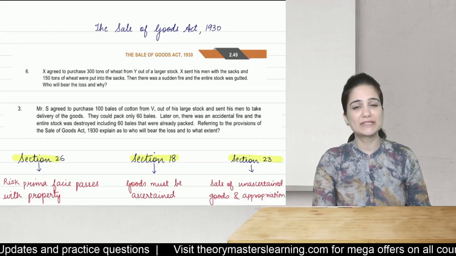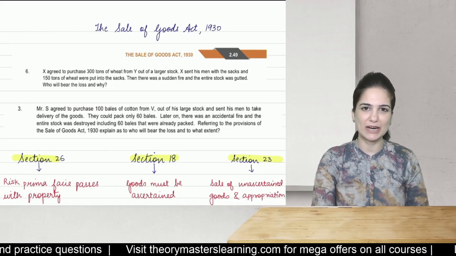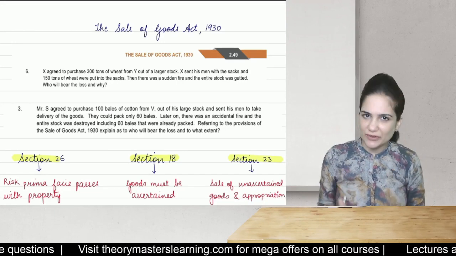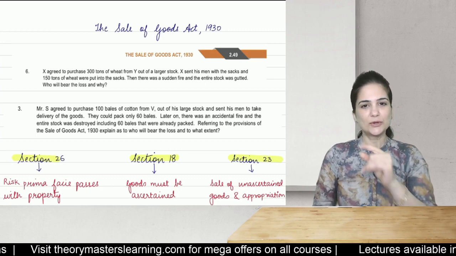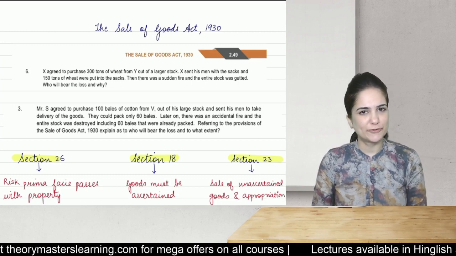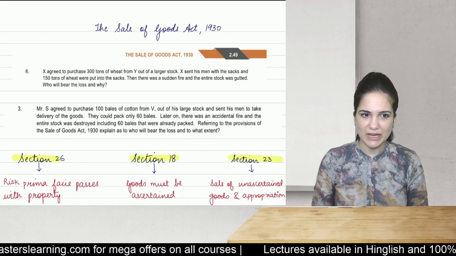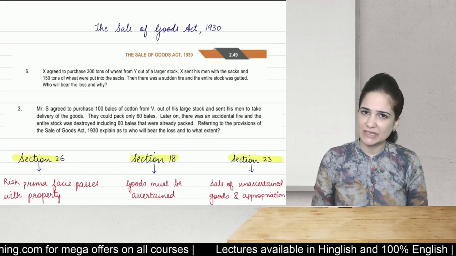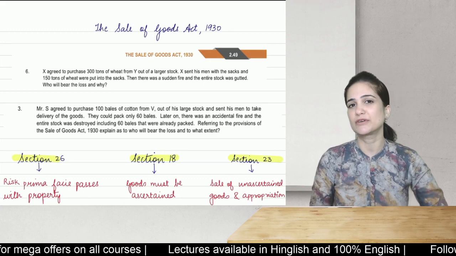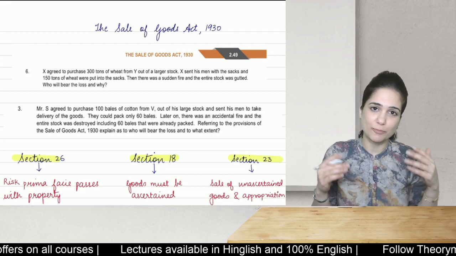The 2 questions in which most of the students have doubt are from Unit 3 of Sale of Goods Act. You can go to module page 2.48 and 2.49, question 3 and 6. They are similar questions, but the solution given in the module is different for both the answers.